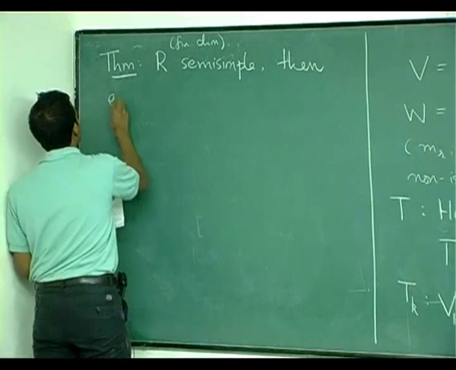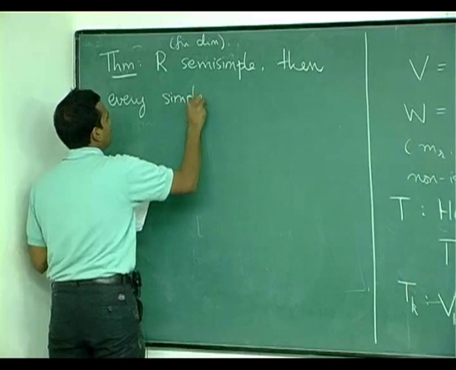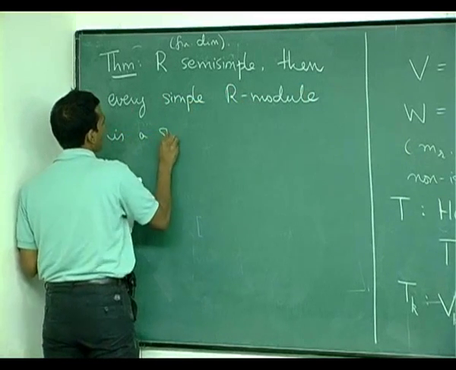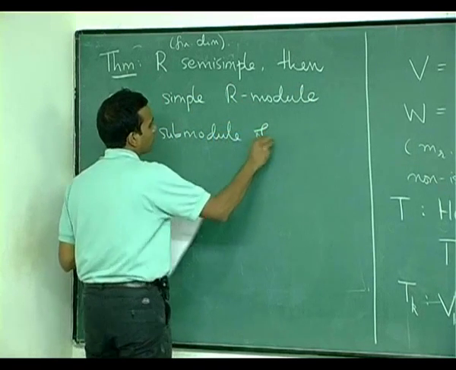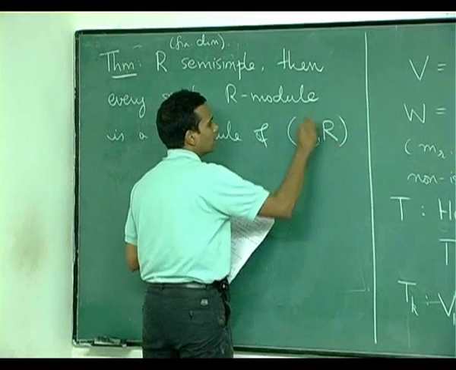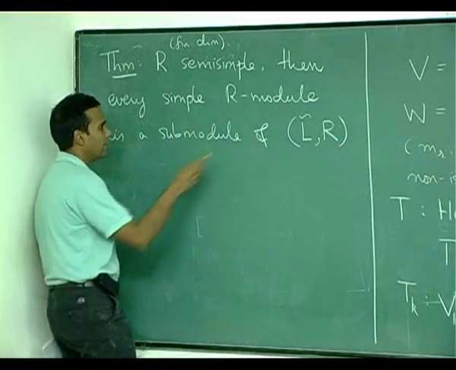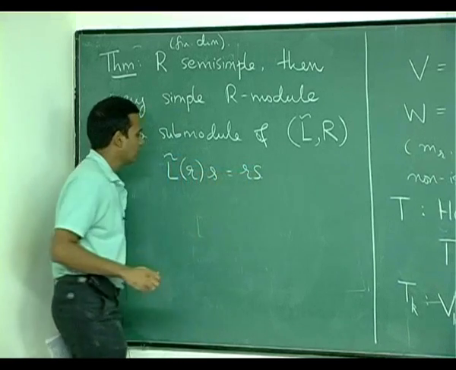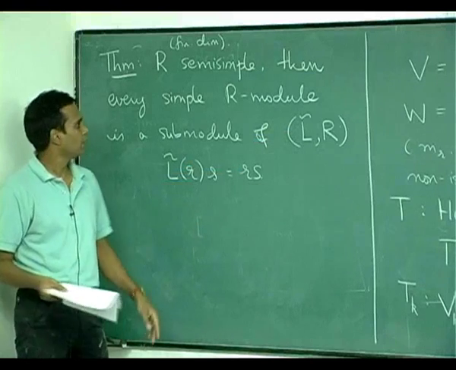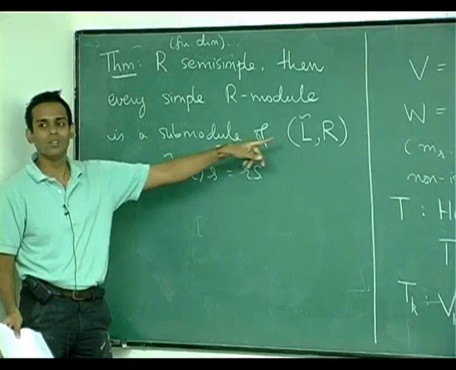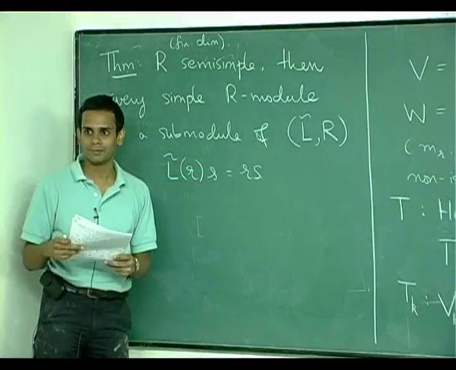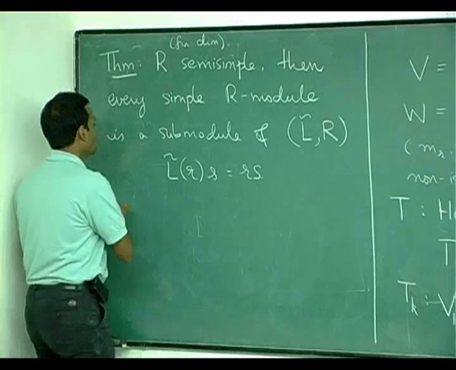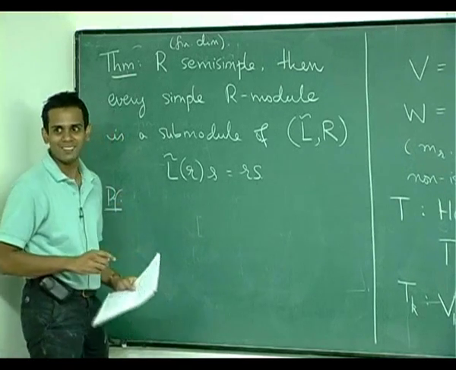Then every simple R module is a submodule of the left regular R module, L tilde, where L tilde of R comma S is just RS. So this turns R itself into an R module. And what we are saying is that if you want to find all the simples, you just have to look for them inside the left regular representation. So the proof is quite simple.